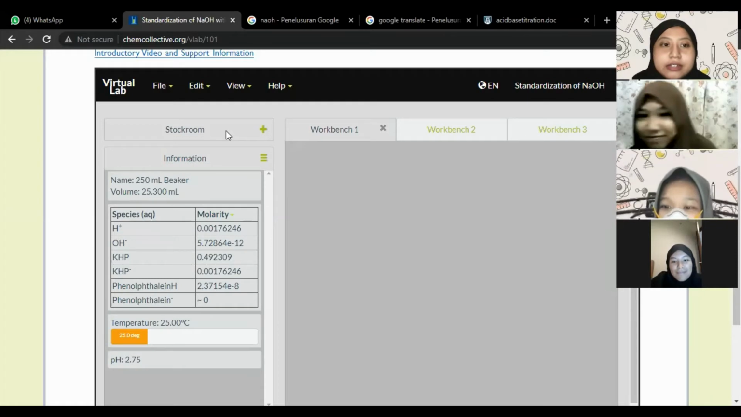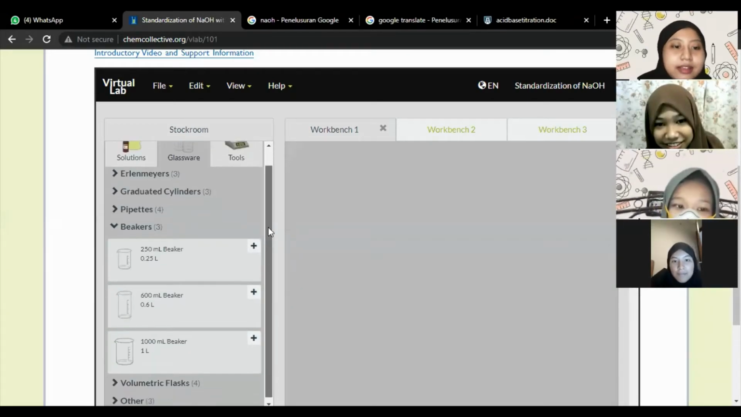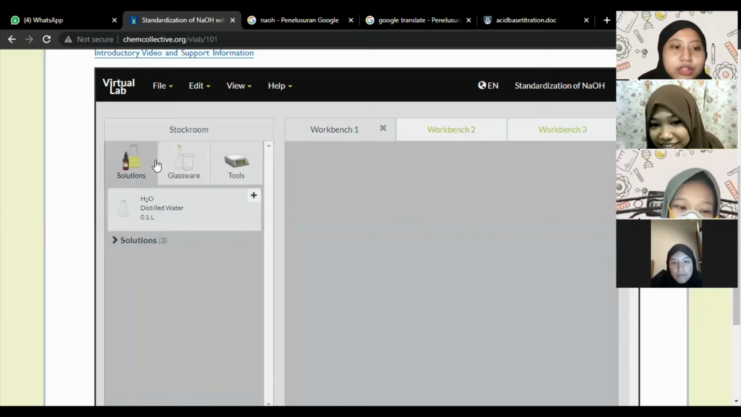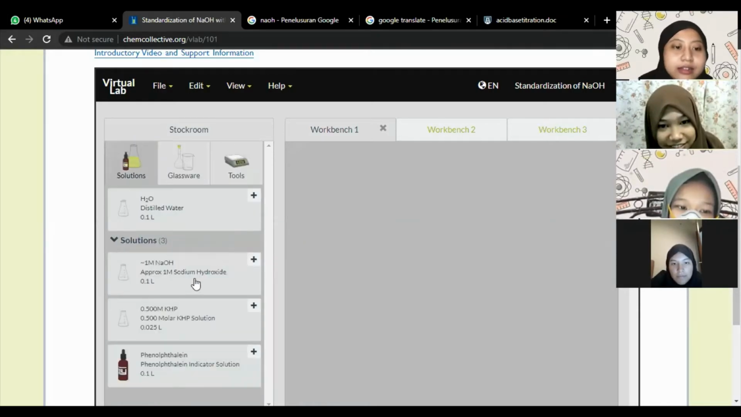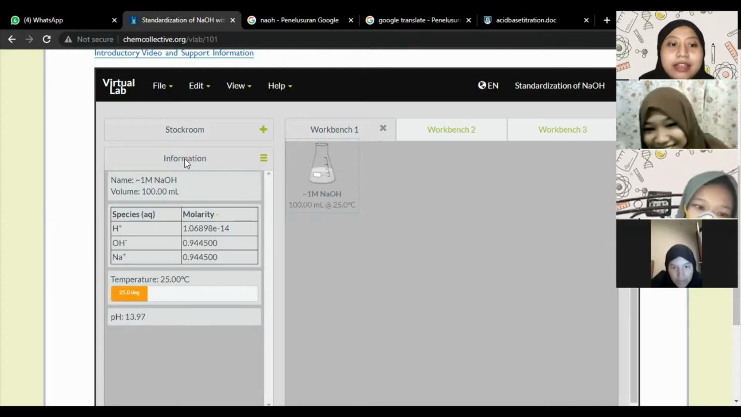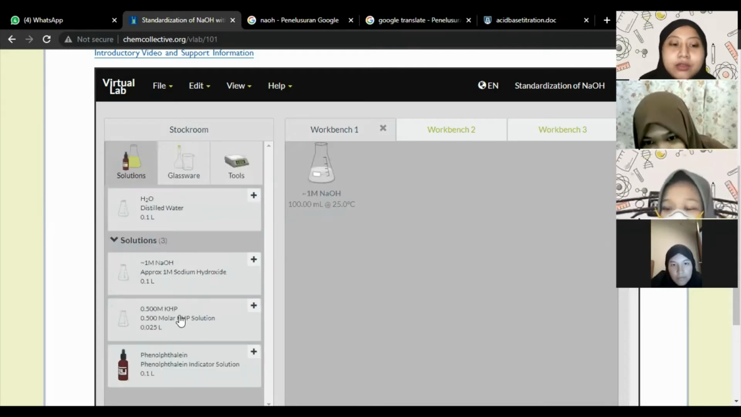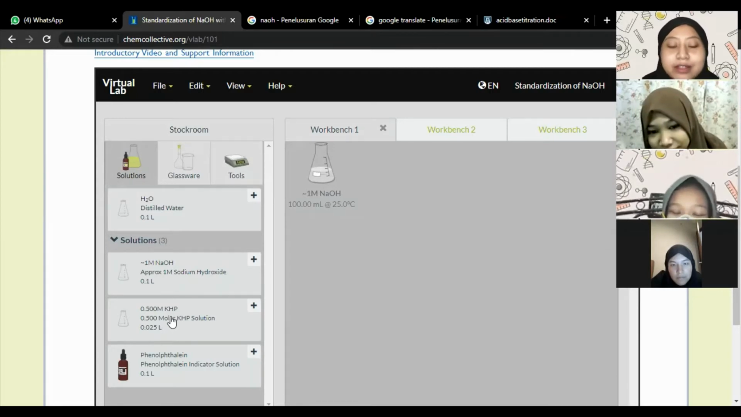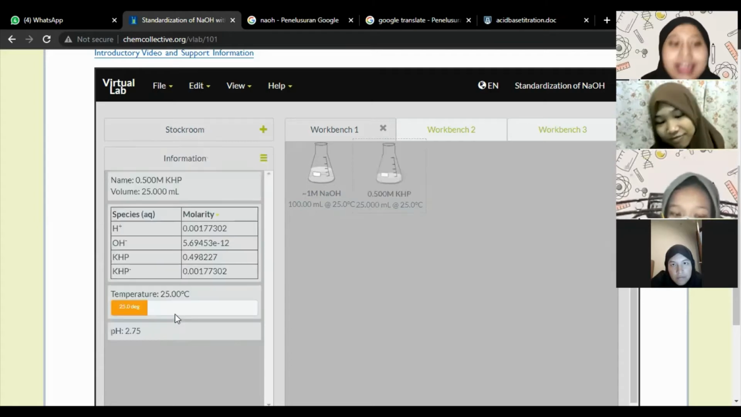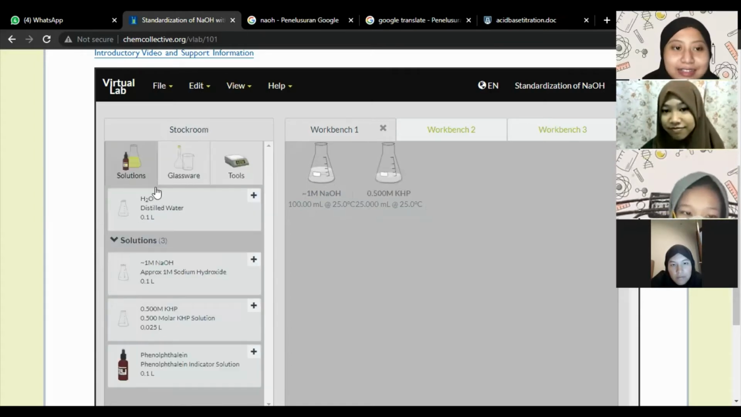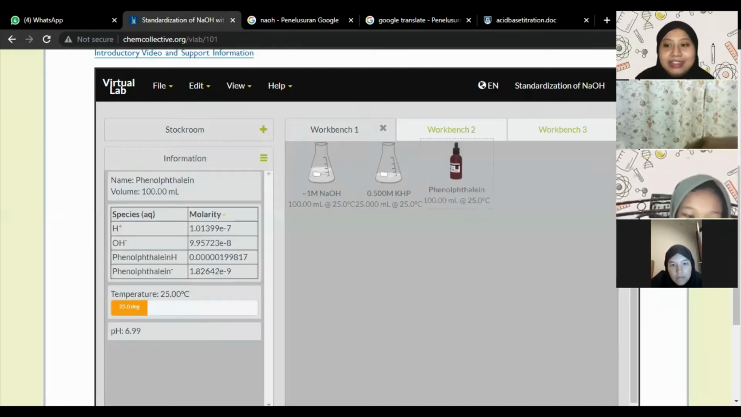Okay, for the materials, there are solutions: 1 molar of sodium hydroxide, then 0.500 molar of potassium hydrogen phthalate, and the last is 0.1 liter of phenolphthalein.